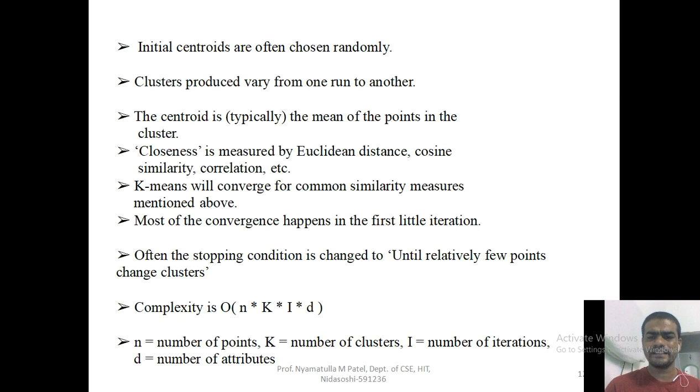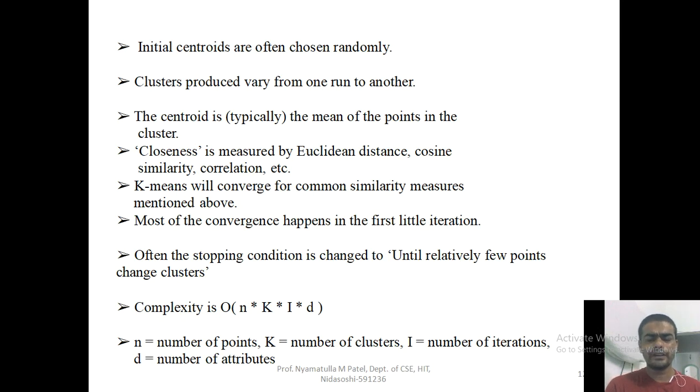Often the stopping condition is changed to: until relatively few points change clusters. Now, I should not run this clustering algorithm a huge number of times. I cannot run it 10 times or 20 times or 30 times. There should be some limitation. So, when should I stop forming the clusters? When a small number of points change their cluster. For example, if only one point in group 1 changes to group 2, then at that time you can stop.